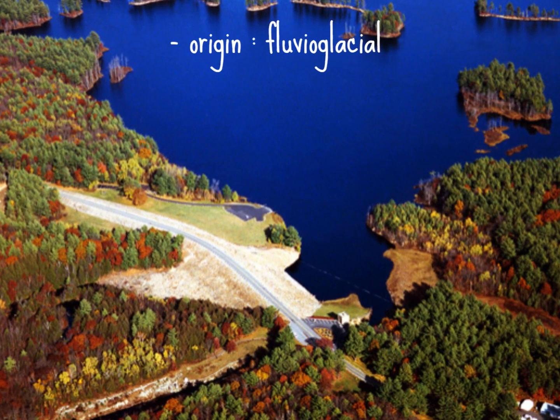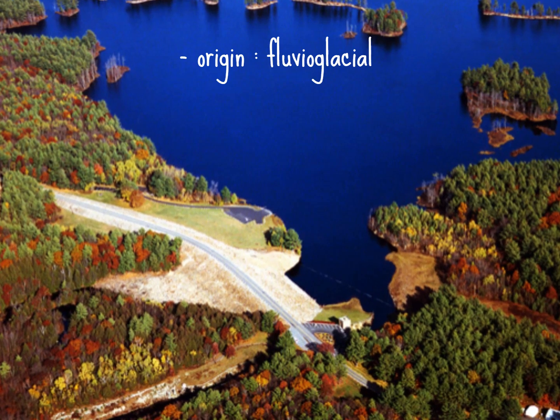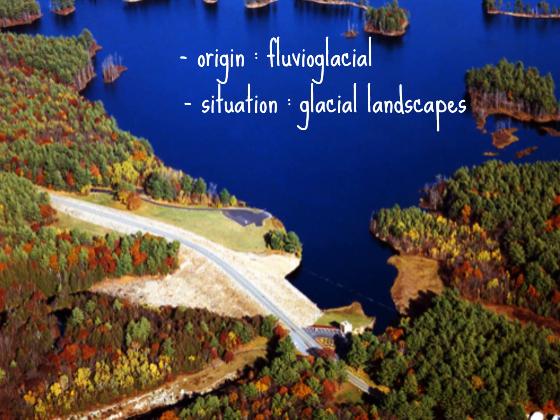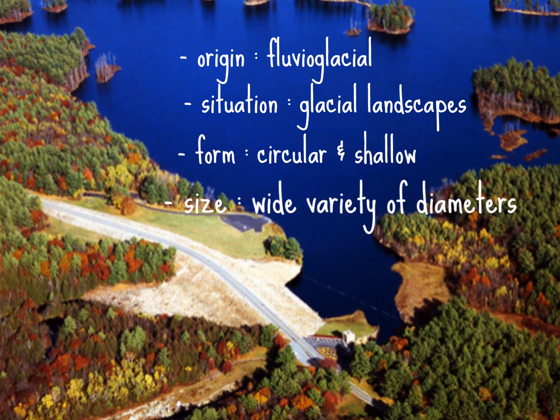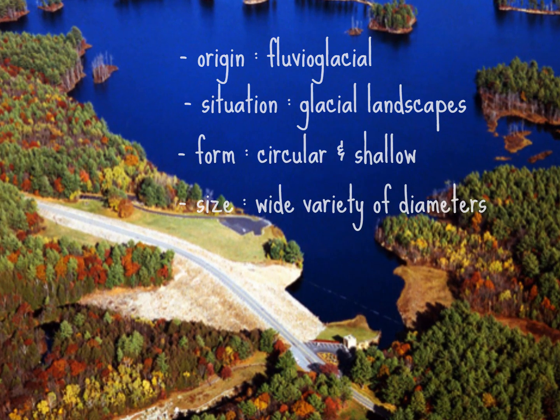A small recap on the characteristics of kettle lakes. Origin: fluvio-glacial. Situation: found in glacial landscapes. Size and shape: quite shallow, circular and oval, variety of diameters.